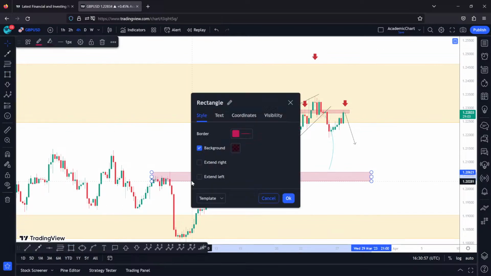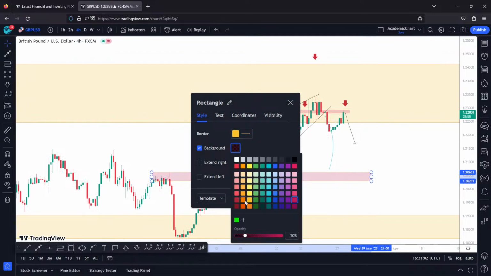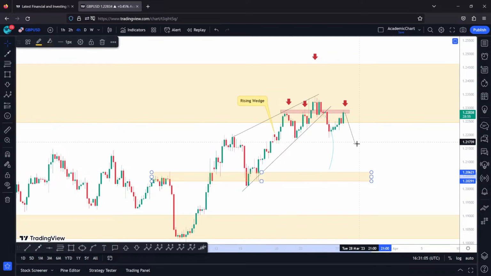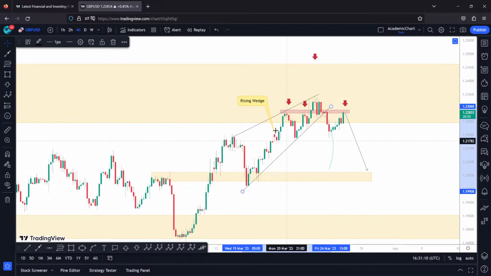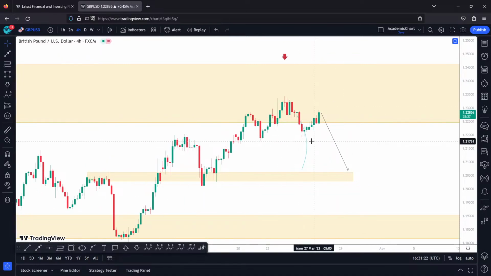So I can change the color, bring it back to my normal color, what we had already. Okay, so this might be the target of this rising wedge. Now we can remove that, and I would like to show you another point. Let's clean up the chart a little bit. We have already added a lot of stuff, so I can see a possible head and shoulder as well.